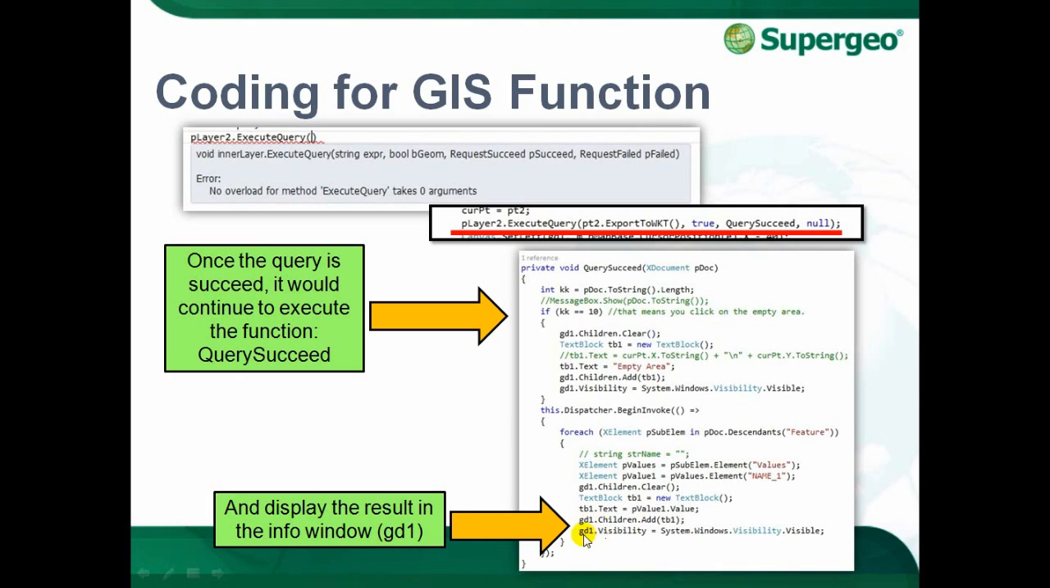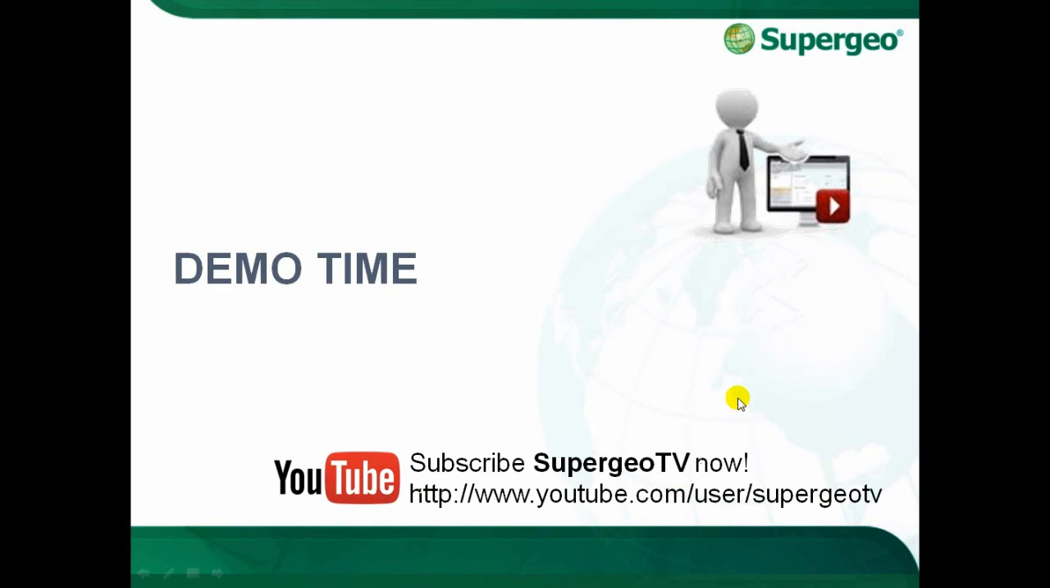Remember the info window, we set the name as gd1, so here we appended the text in the info window and then displayed it. So after we finish the query, we can check the information in the info window here. So this is the code part for the first example, to use the info window to show information about the features.